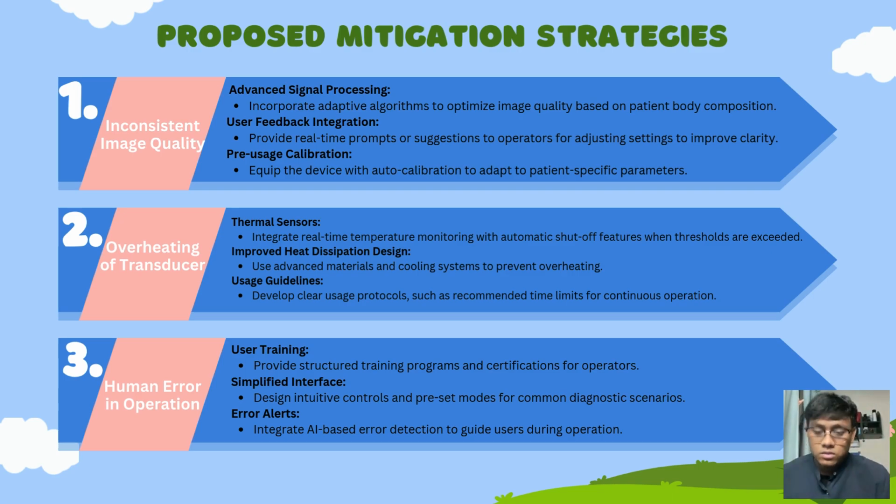For the second issue, overheating of the transducer. We have thermal sensors: integrate real-time temperature monitoring with automatic shut-off features when thresholds are exceeded. Next, we have improved heat dissipation design: use advanced materials and cooling systems to prevent overheating. Next, we have usage guidelines: develop clear usage protocols such as recommended time limits for continuous operation. For the third, we have human error in operation.